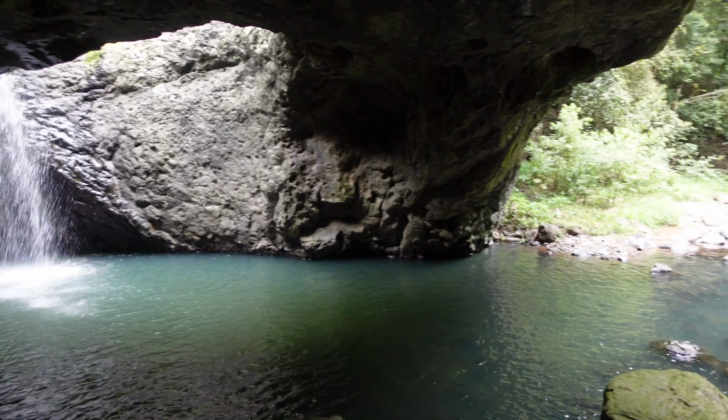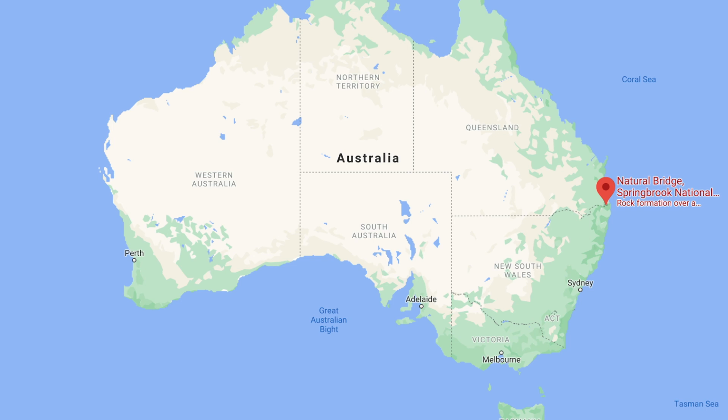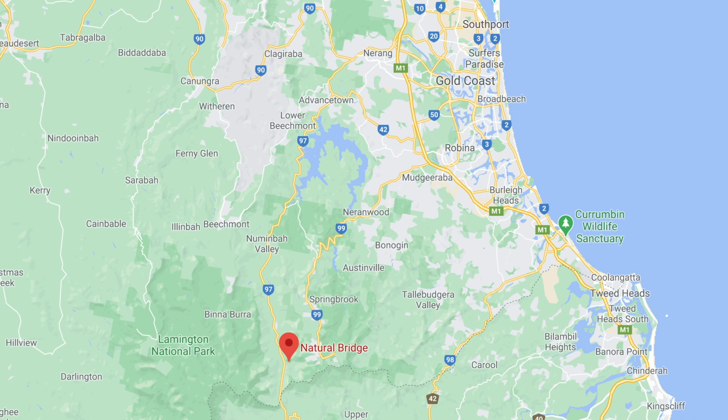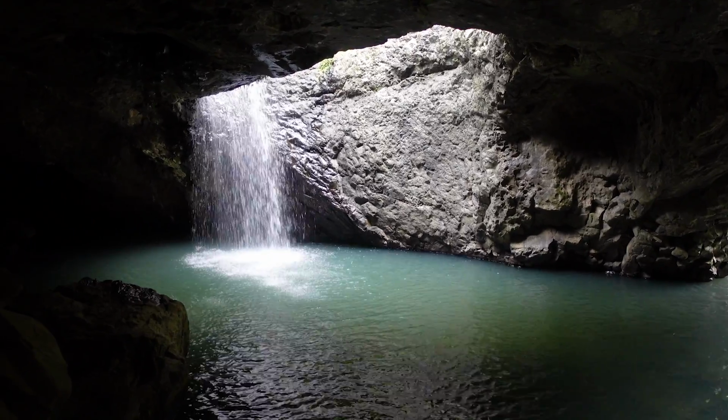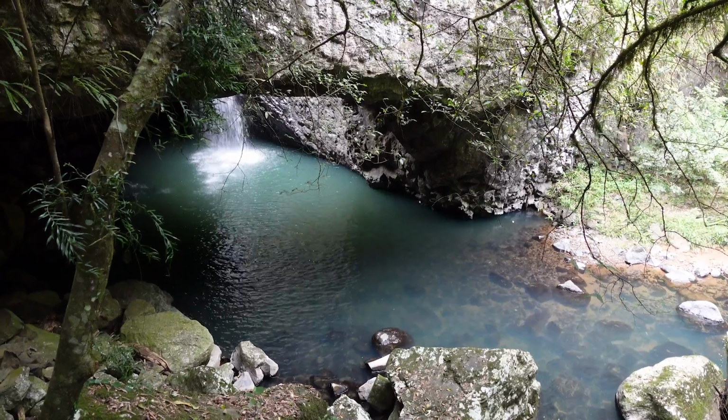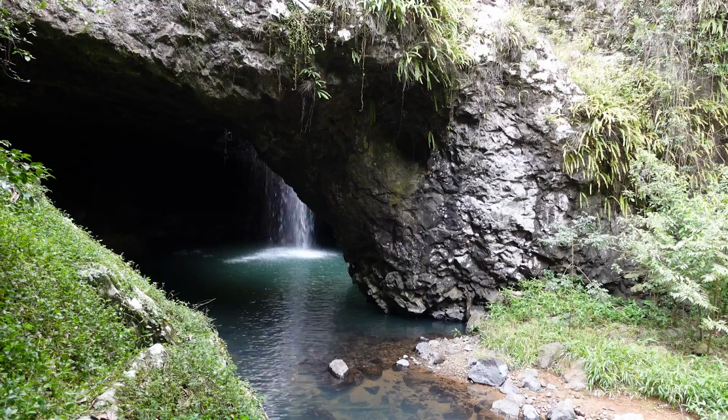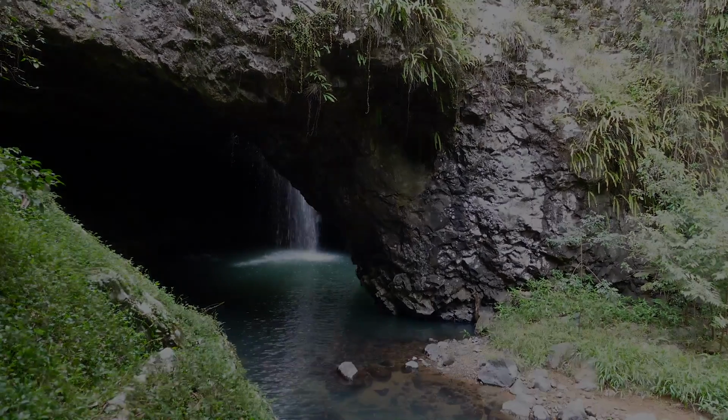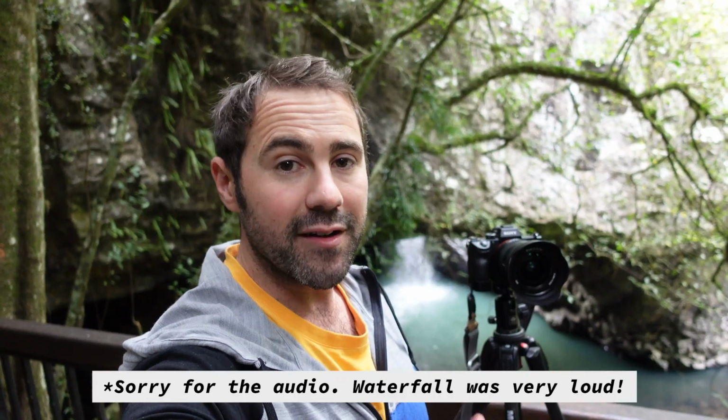The Natural Bridge is located in the northern part of Queensland and it's less than 1 hour drive from the Gold Coast. It's called the Natural Bridge because the force of the waterfall over the basalt cave has created this beautiful rock formation which looks like a bridge. So this is it, this is the Natural Bridge in Springbrook National Park.